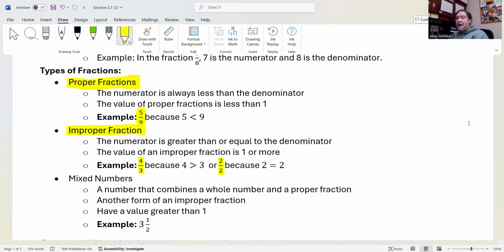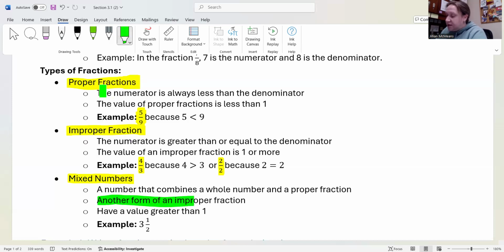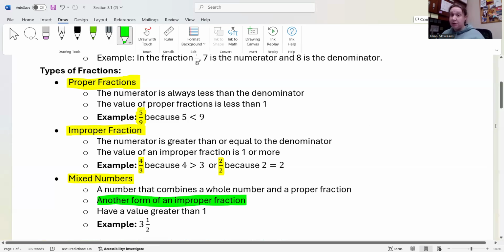Okay. Now, the third version that we're going to look at is called a mixed number. And what's really, really important about a mixed number is it is another form of an improper fraction. So I do want to highlight that. A mixed number is another form of an improper fraction. Okay, and that's going to become something we learn. We're going to learn how to convert between the two at some point.